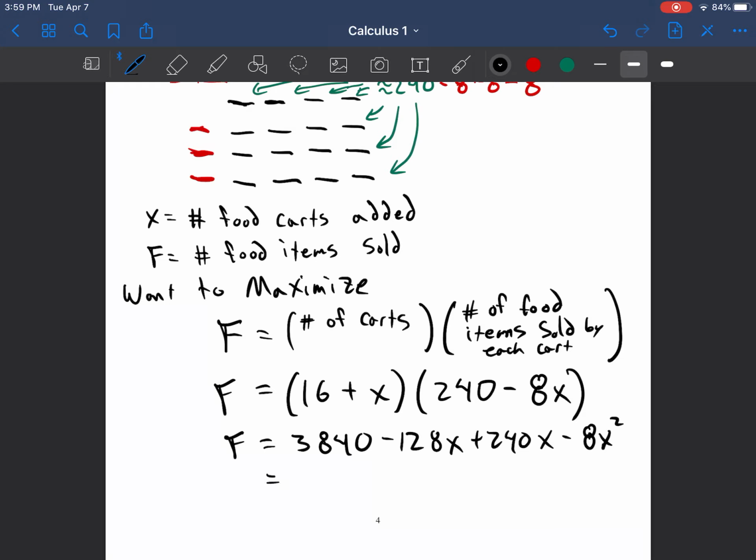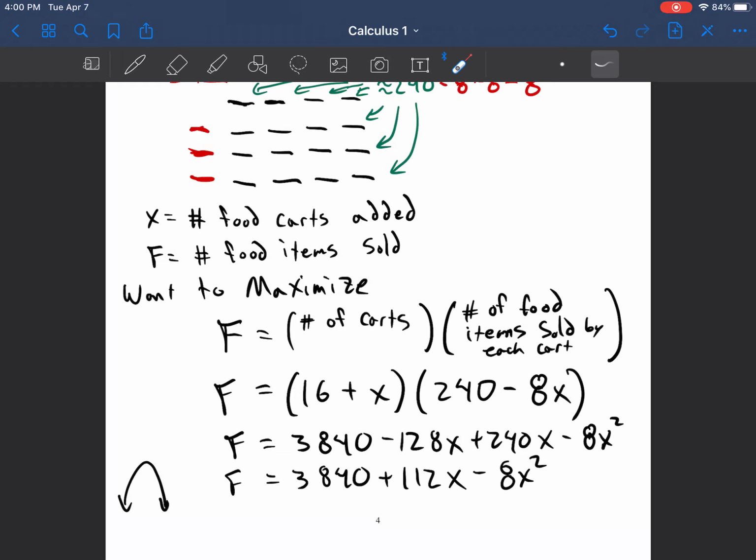Okay, so let's go ahead and put together those terms with x's on them. So we have 3840. Then these two terms in the middle are going to give me plus 112x. And then I still have this minus 8x squared. Okay? So if you think about this, this right here is the equation of a parabola, right? And if you think about the shape of that parabola, it should really be a parabola facing down, right? Because of this minus 8 out on front here.